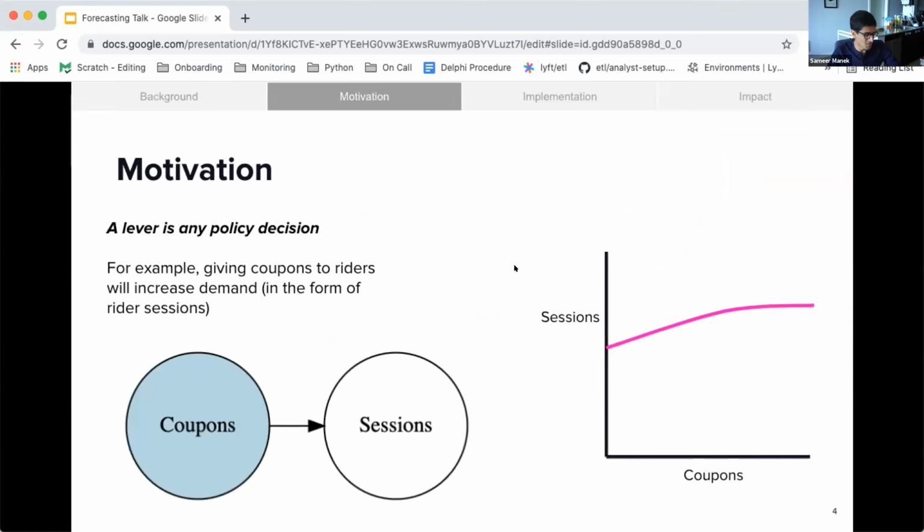Great. Now going back to our specific project. Now that we have a bit of nomenclature out of the way, we want to be able to understand and use our levers effectively. Levers at Lyft are things like rider-facing coupons that lead to sessions. Session is a measure of rider demand. Generally, these are learned experimentally, and you can see on the right-hand side an illustrative relationship between coupons on the x-axis and the number of sessions on the y-axis.